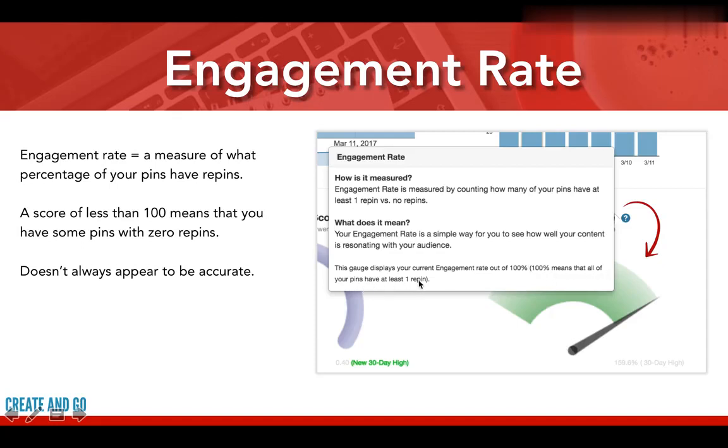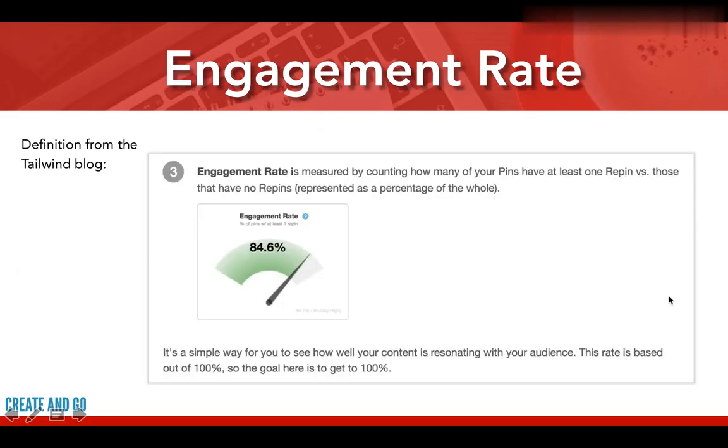I don't quite understand this. It might be that aggregate pin counts factor in here, because I know there are some pins on my profile that have zero repins. There's not too many, but theoretically this shouldn't be at 100% if that's the case. So I don't really pay much attention to this, but you do want the rate to be at 100. And there's also a definition from the Tailwind blog. The engagement rate is measured by counting how many of your pins have at least one repin versus those that have no repins. It's a simple way for you to see how well your content is resonating with your audience. The rate is based out of 100, so the goal here is to get to 100%.